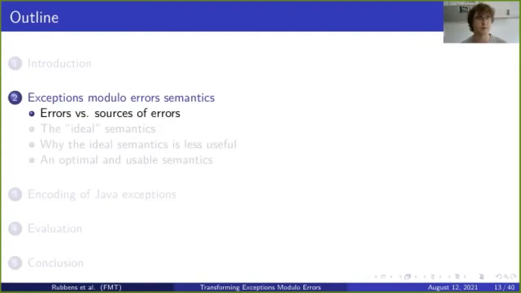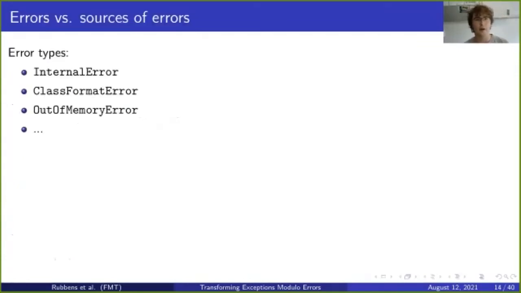So, errors versus sources of errors. In Java, there are quite a few error types, such as the ones listed here. But it is important to note that these types are just object types. You could use them in your program for entirely different purposes. They have no semantic meaning besides their name and maybe whatever is stated in the documentation. For example, the VM might decide to throw an internal error if a bug happens. But you could also use the internal error type as a sort of container for your data. This is not really useful, but you could do this. There's nothing preventing you from doing this.